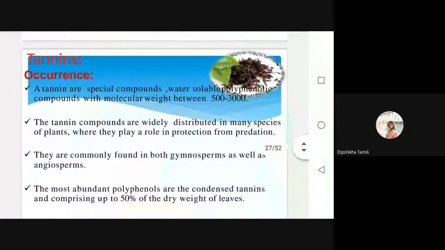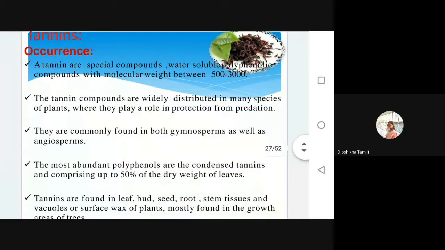Then tannins. So tannins, mostly they are found in what? Tea. And they are soluble in water. Water soluble tannins. Yes.